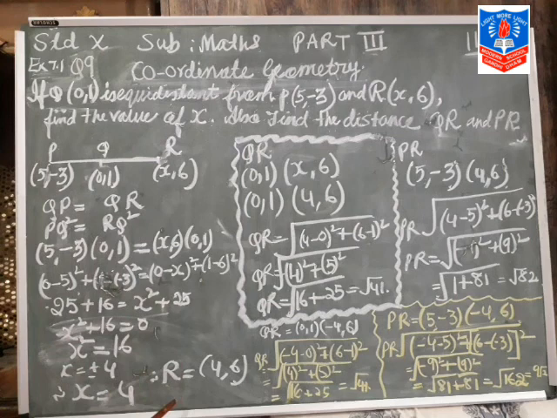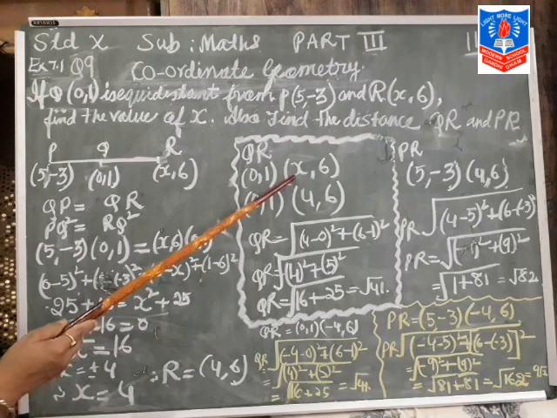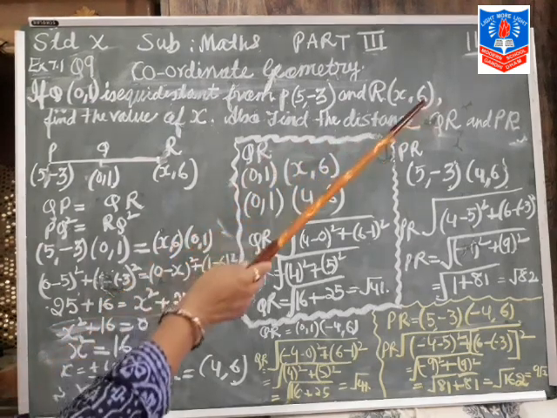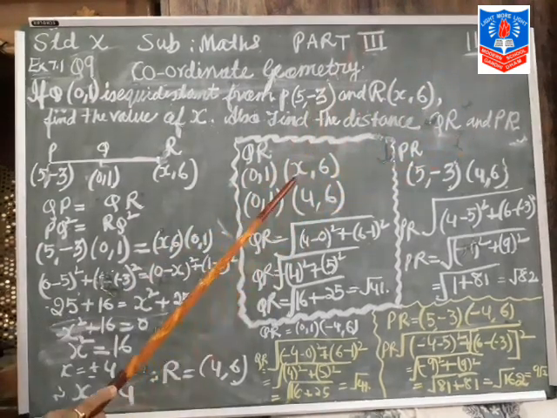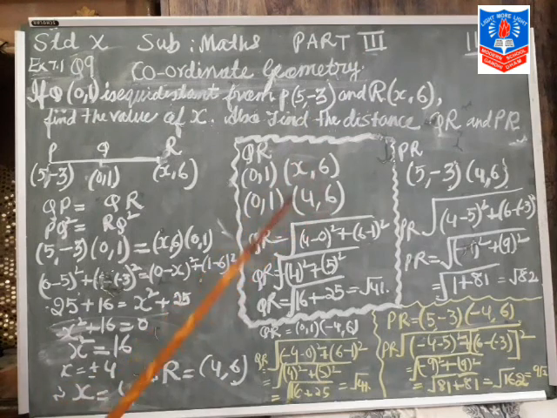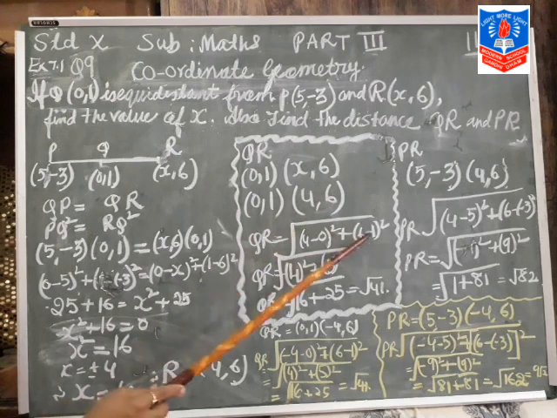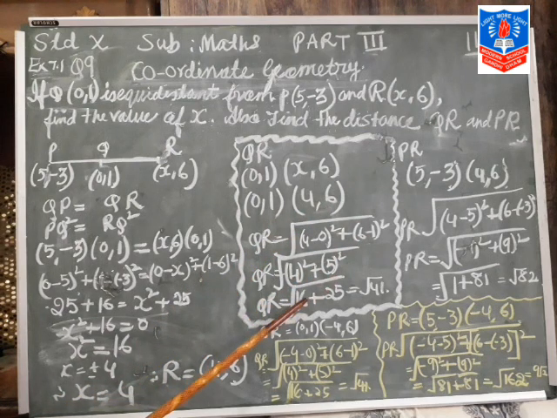Clear? Now, x is 6. Sorry, x is 4. Okay, x is 4. So we will write (4, 6). Clear? Now our coordinates are 4 and 6. So instead of x, now find the distance QR and PR. Instead of x, we will write 4. Clear? So 4 minus 0, 6 minus 1, so 4 square plus 5 square, so 16 plus 25 equals 41.